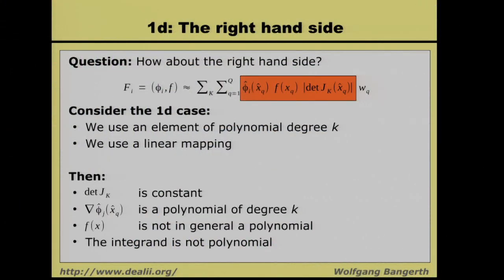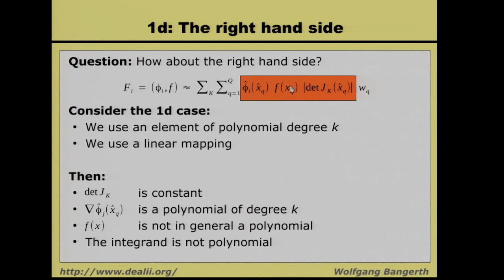How about the right-hand side? If I compute the right-hand side, this is, of course, the integral of phi I times f, and I split this again into cells, and on every cell I do quadrature, so it is evaluating phi I at xq hat times f at xq, that's the real space location of my point xq hat, times the determinant of the Jacobian times wq. This here is a polynomial of degree k.